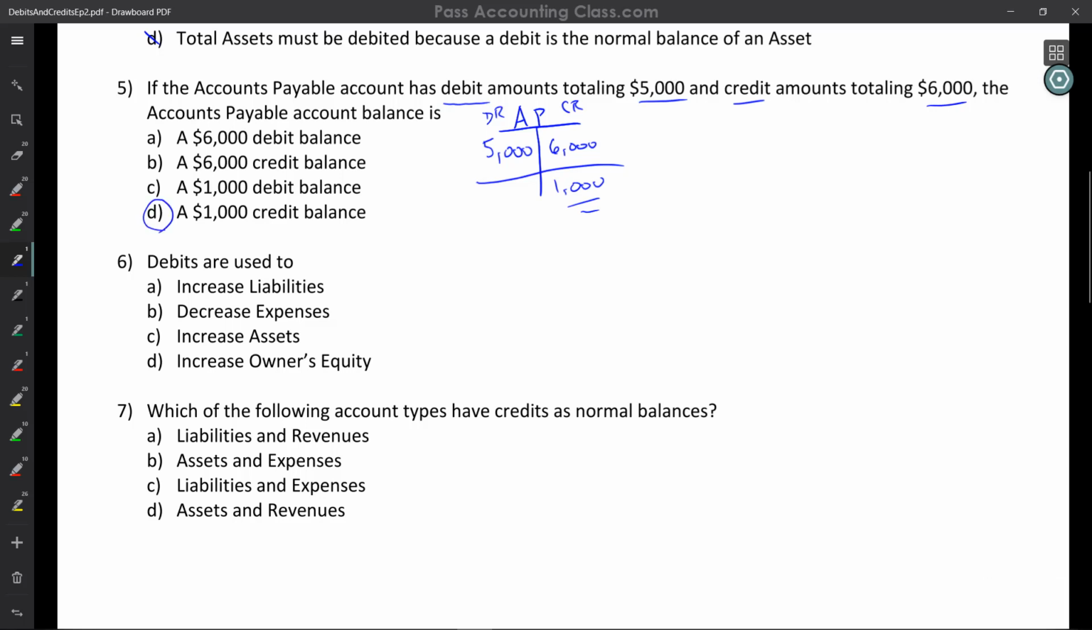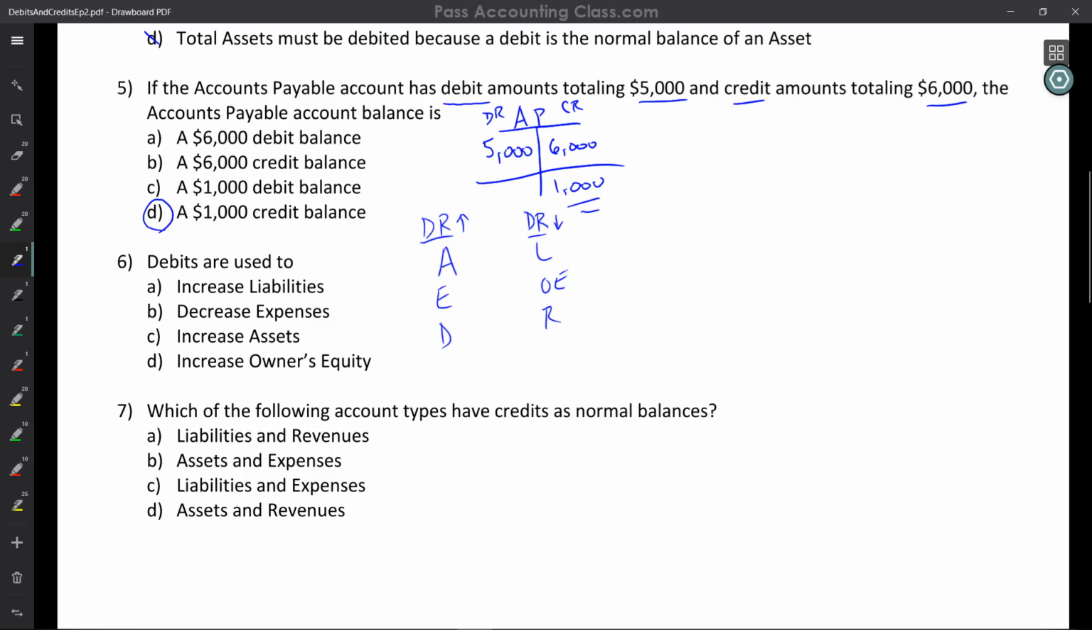The next question states, debits are used to increase liabilities, decrease expenses, increase assets, increase owner's equity. So for this question, I'm just going to go ahead and draw out what I drew up above. I've got my assets, my expenses, and my dividends or drawings. And I know that a debit is going to increase those. So that's what we're looking for here. I know that my liabilities, my owner's equity, and my revenue, a debit is going to decrease those.